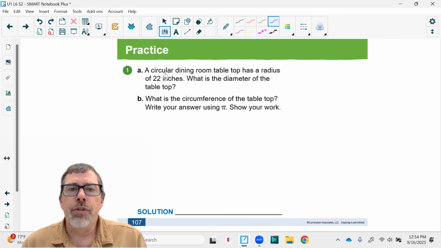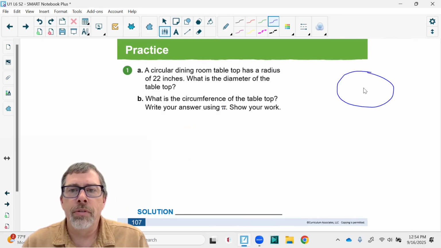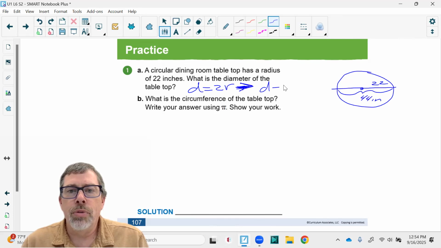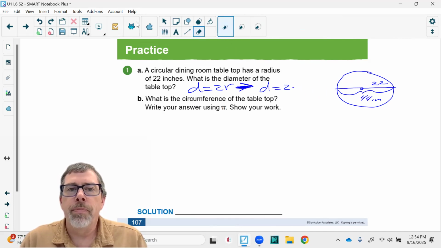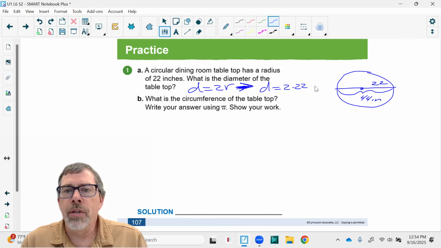Okay, practice 1. A circular dining room table top has a radius of 22 inches. So you have a circle with a radius of 22 inches. So therefore the diameter is 44 inches. What's the diameter of the tabletop? Well, D equals 2R. Therefore, D equals 2 times 22, which is 44. 2 times the radius equals the diameter.